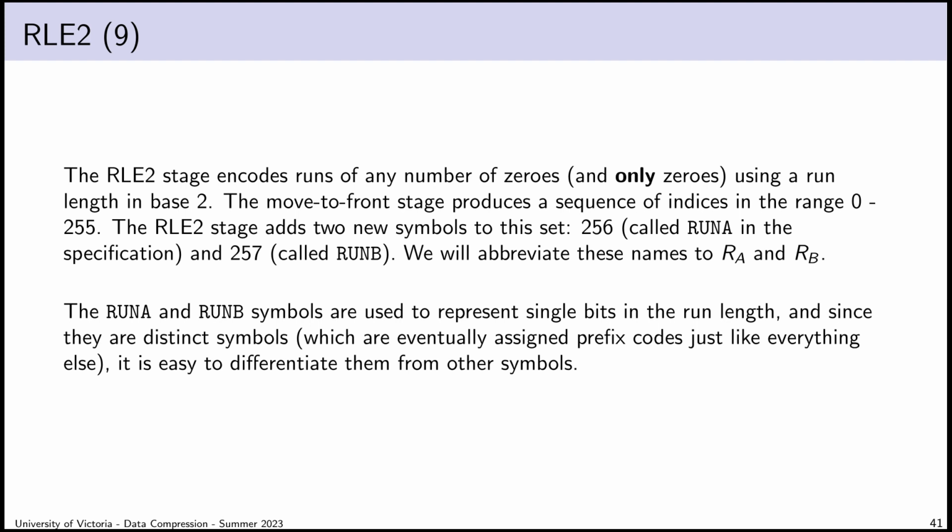And the way that run length is encoded is by adding 2 new symbols to my symbol stream. So my symbol stream before this consisted of all the move-to-front indices, which at this point start at 0, although I'm going to get rid of runs of zeros, as well as the end of block marker. The RLE2 stage adds 2 new symbols, a symbol which at this point will be numbered 256, which is called run A, and 257, which is called run B. I'm going to refer to them for brevity as RA and RB. And the RA and RB symbols are used to represent single bits in the run length. And since they are distinct symbols, it's really easy to distinguish a bunch of bits of a run length from other symbols. And if that doesn't make any sense, I've got a few examples.